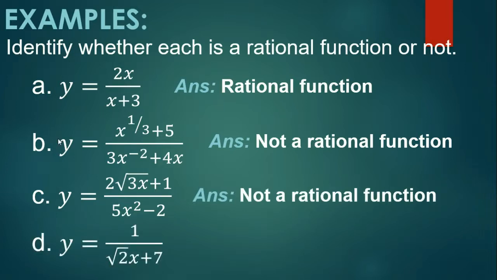Lastly, y is equal to 1 all over square root of 2 times x plus 7. So as you can see in the denominator, merong radical symbol. Pero observing, si variable x ay nasa labas ng radical symbol. Hindi siya kasama doon sa term na nakapaloob kay radical symbol. Since nasa labas si variable x, ibig sabihin ang exponent niya ay 1. 1 is a positive integer. That means this is a rational function. Okay?